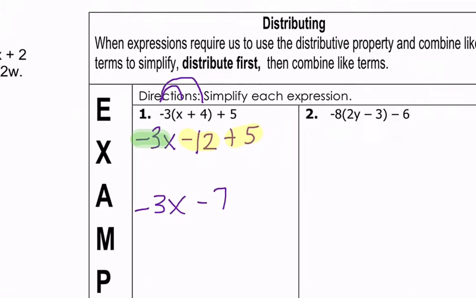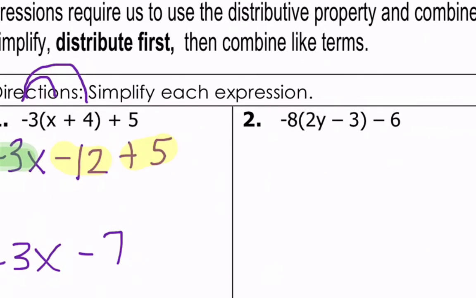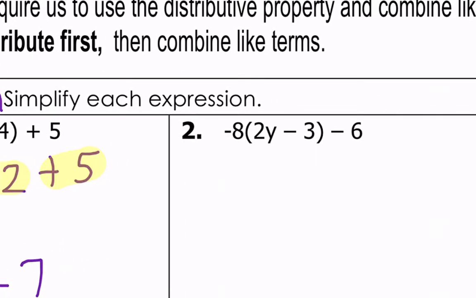All right, so let's try number 2. Notice I have my parentheses with this -8 out front, so I need to multiply that -8 by everything on the inside of the parentheses. So it's going to be by this one and this one. All right, so -8 times 2y. Let's focus on that -8 times 2. I know -8 times 2 is -16, but I can't forget about that y. So -8 times 2y is -16y. That y is just going to stick onto it.